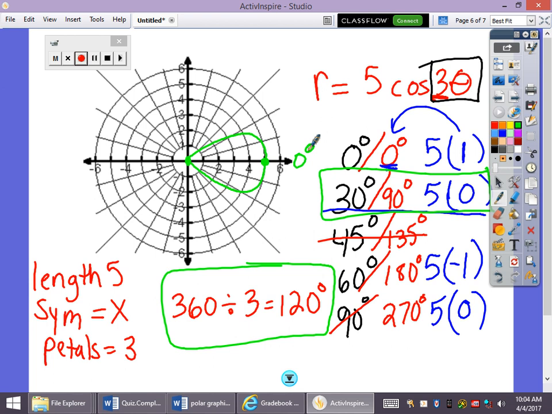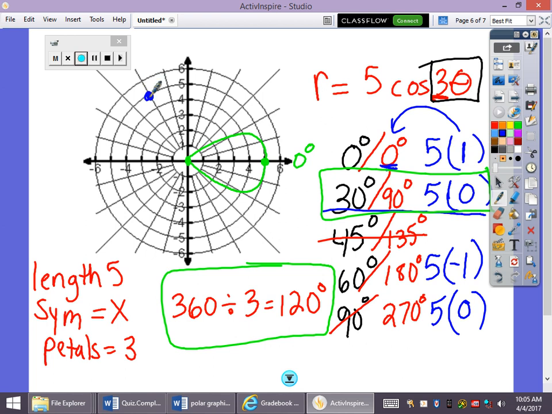That's the highest point, because the highest cosine can be is 1. So it's the highest point. It's the tip of the petal. 5 times 1 is 5. Okay? All right. So my next petal is going to be at 120.